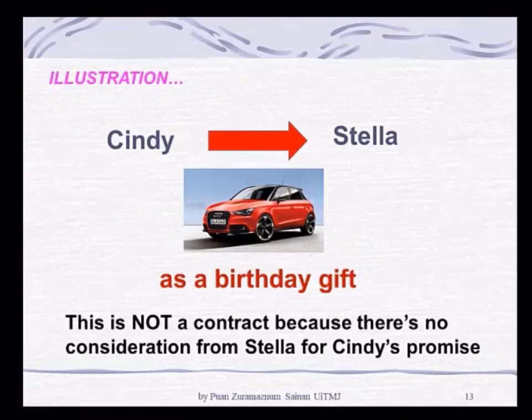For another illustration, let's say Cindy promised Stella to give a car as a birthday gift. In this situation, this is not a contract because there is no consideration from Stella for Cindy's promise. So in this situation, there is no valid contract between Cindy and Stella because one of the elements is missing, that is the element of consideration. Since there is no consideration from Stella towards Cindy's promise, in that case, there is no contract.